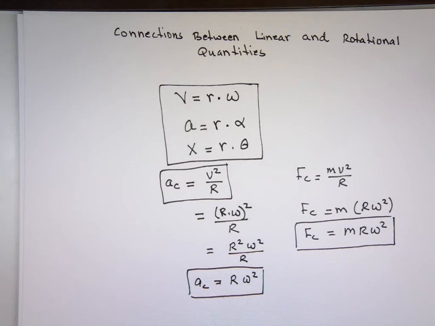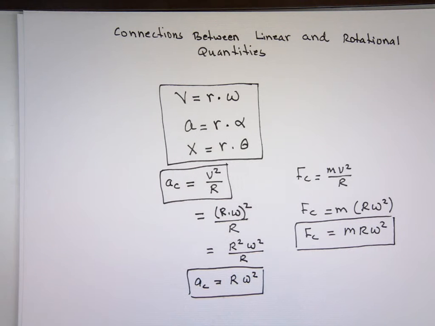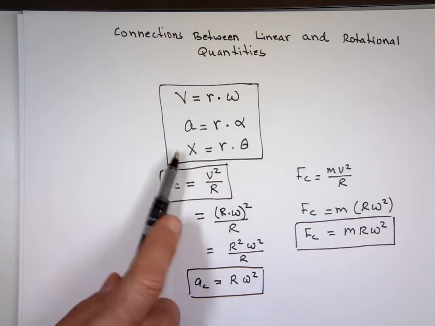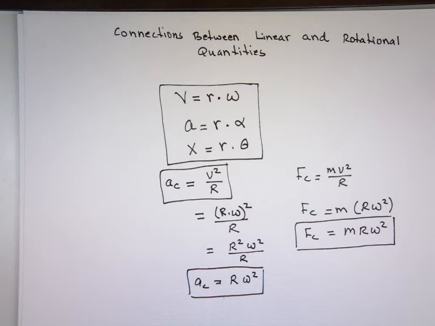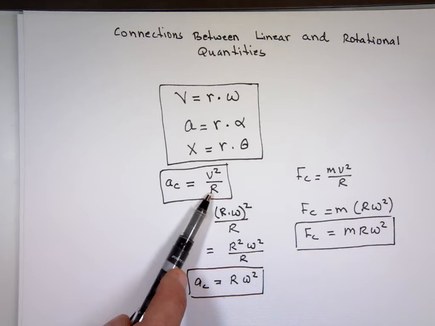So V equals R times W. We know A equals R times alpha. We know X equals R times theta from two videos ago. Centripetal force is V squared over R from a long time ago. Seems like a long time ago.